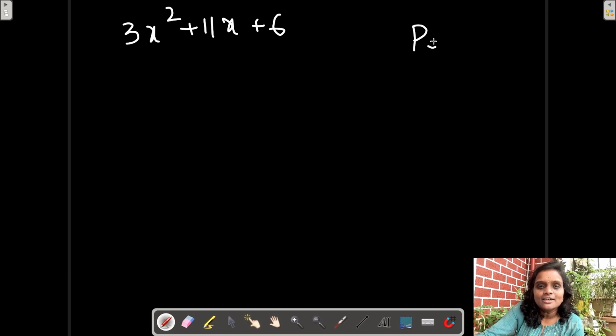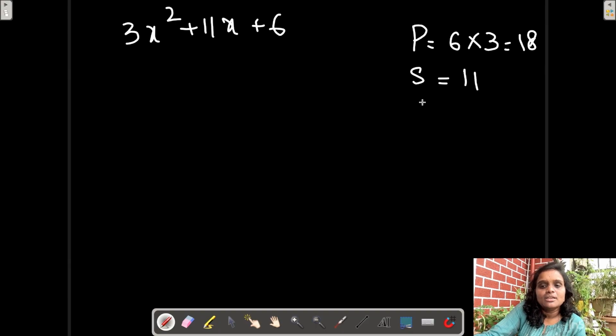Let's reveal the answer. What is the product? Product is nothing but 6 into 3 is 18. What is the sum you need? 11. What are the factors? Factors are nothing but 9 into 2. 9 twos are 18 and 9 plus 2 is 11.